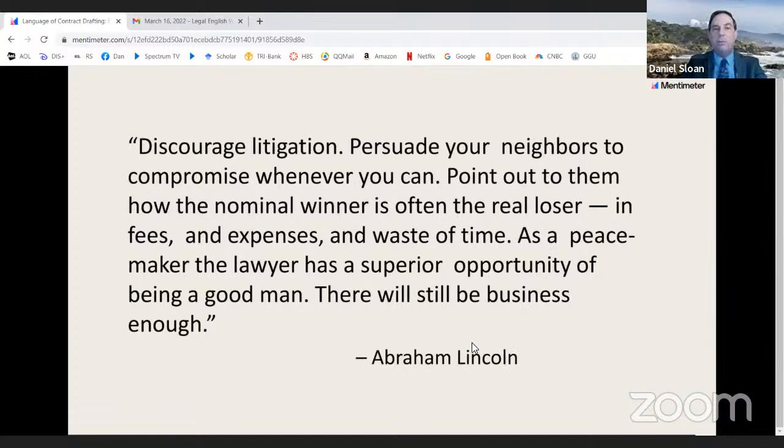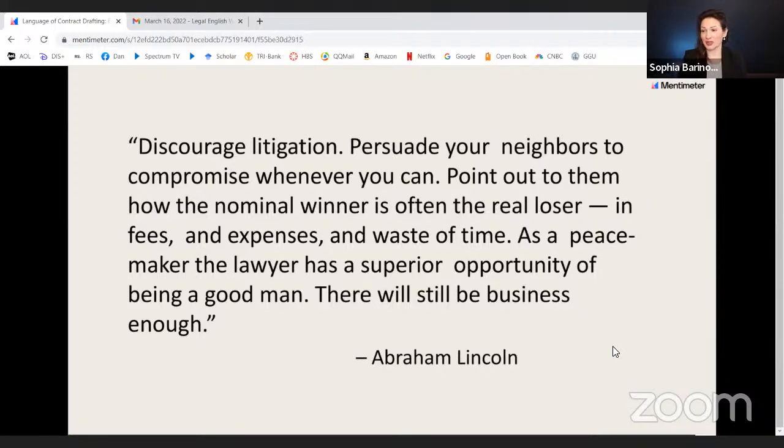Persuade your neighbors to compromise whenever you can. Point out to them how the nominal winner is often the real loser in fees and expenses and waste of time. As a peacemaker, the lawyer has a superior opportunity of being a good man. There will still be business enough. Wonderful words. Yeah, wonderful.